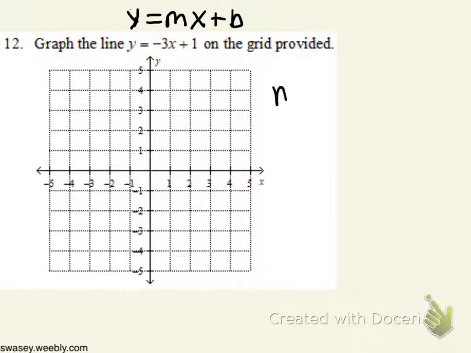12, same idea. Slope is -3, -3/1. Since we're graphing, we want it as a fraction. Y-intercept's 1, so start at 1 on the y-axis, then go down 3 to the right 1.